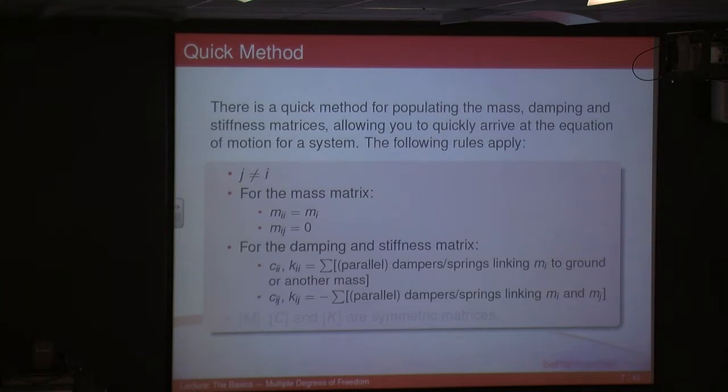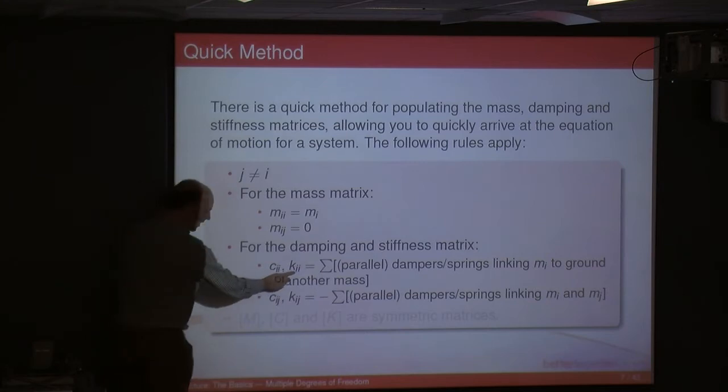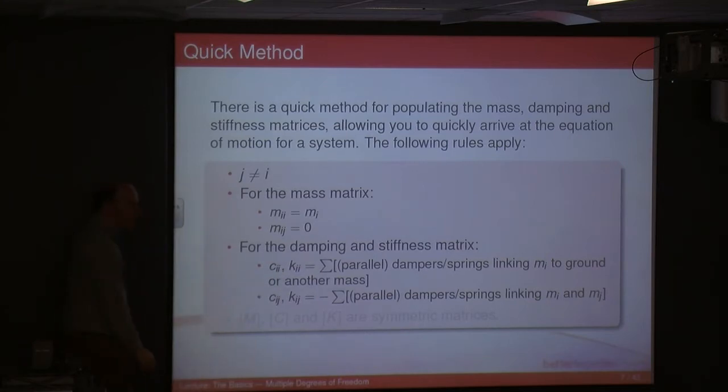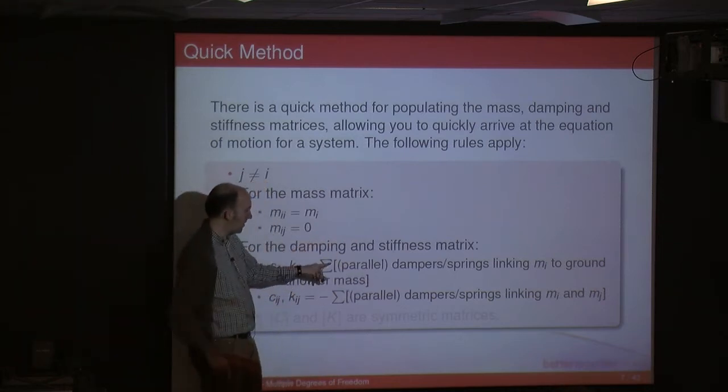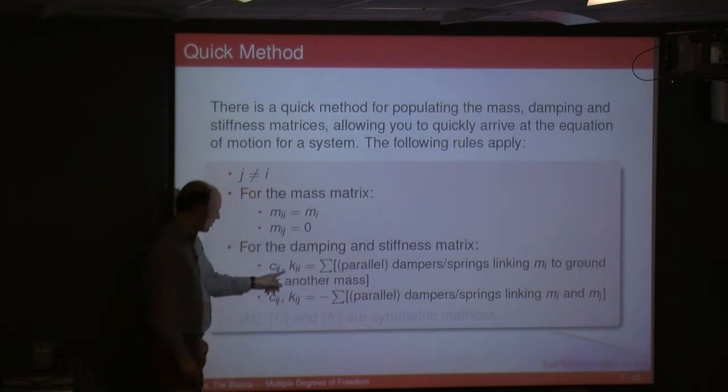Now for the damping and stiffness matrices, it's a little bit more complicated. For the diagonals, so Cii and Kii, what you do is you take your mass and you look at all the springs that are connected to that mass, so connected to either ground or to another mass. And you add them up, you sum all the dampers that are connected to that mass, and that will be on your diagonals.